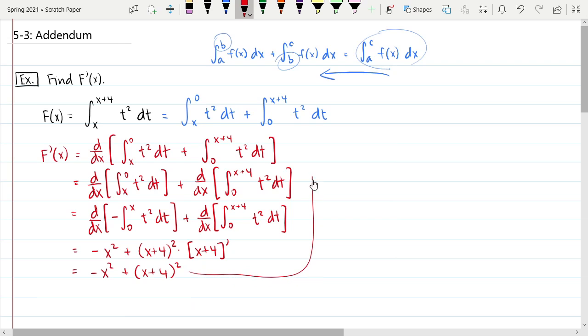And then we can simplify that just a little bit by expanding. So I get negative x squared plus x squared plus 8x plus 16. Those x squareds do cancel out in this particular example, and this just ends up simplifying to 8x plus 16. Okay, so that's how you can approach a problem like number 8.